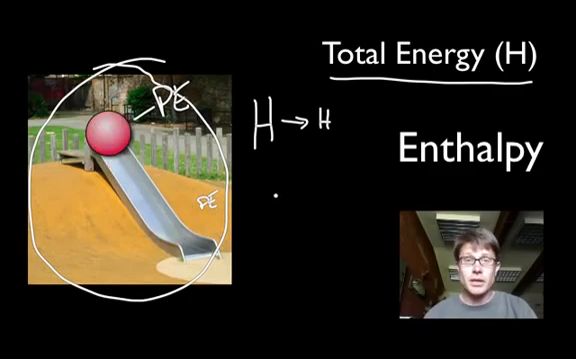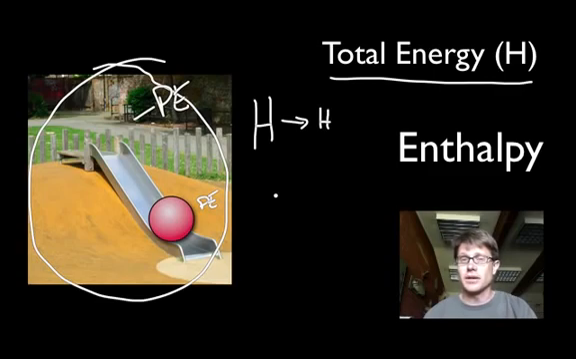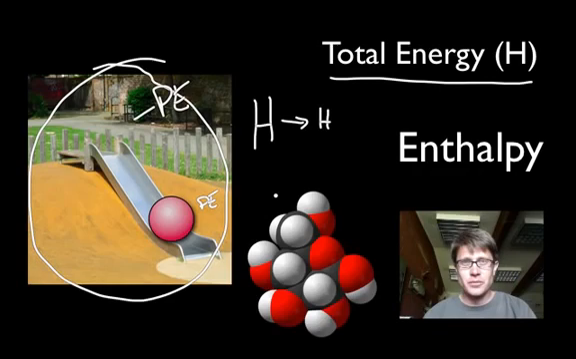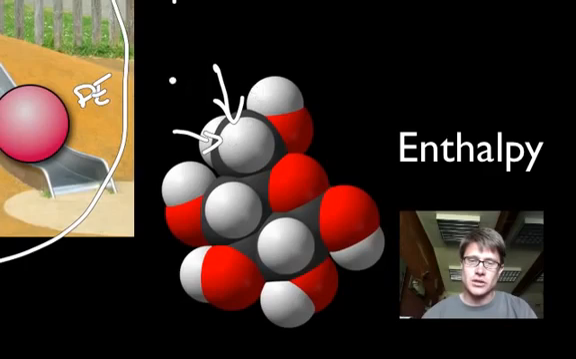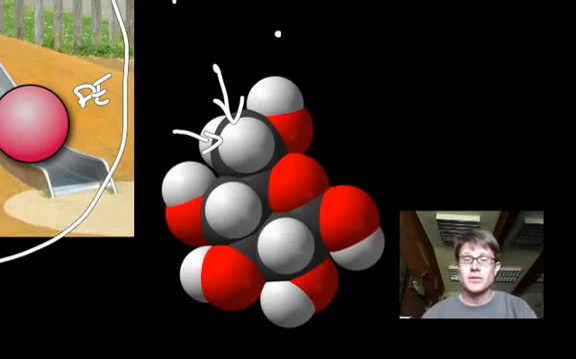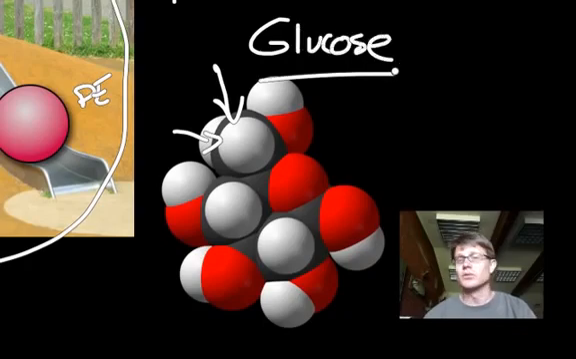Now, if I had to push it up again, then we would add energy to the system. But this is a spontaneous reaction, and the enthalpy, or the total energy, is decreasing. Now, in biology, we don't move around because of potential energy or mechanical potential energy. In biology, our potential energy is actually in these bonds. In other words, there's a huge amount of potential energy in this bond between the carbon and the hydrogen. This right here is glucose. And if we can release some of that energy, we can use it to do work.